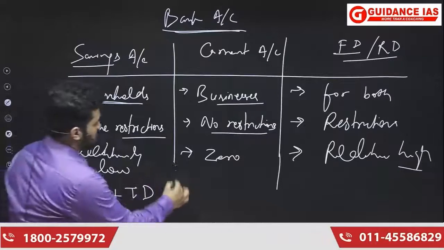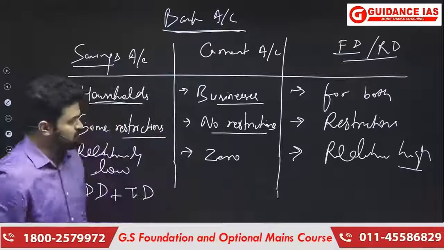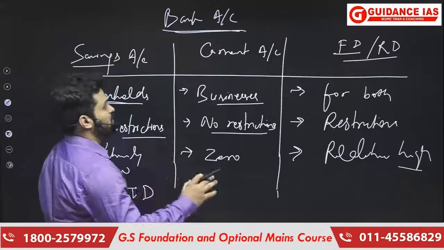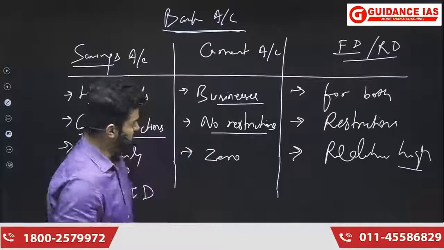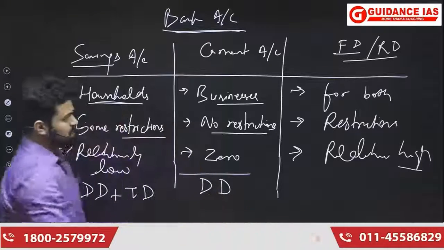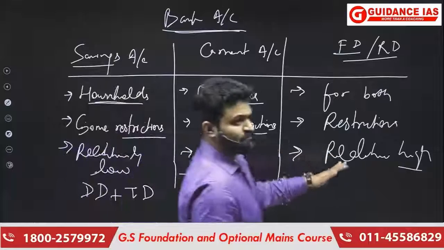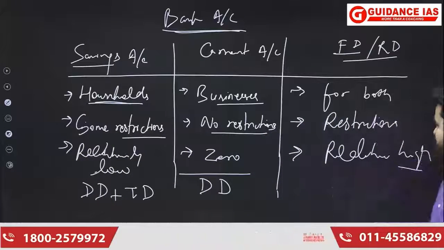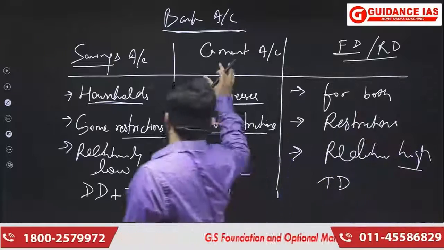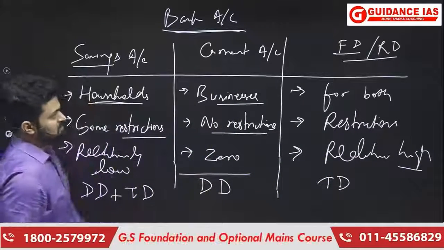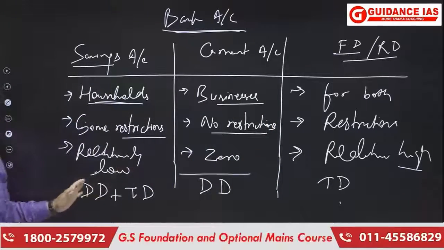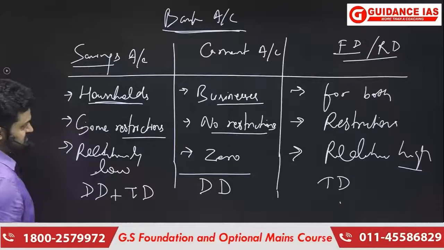What about the current account? No restrictions with regard to withdrawal, so it can be withdrawn anytime, whenever the demand for withdrawal is made, and that is why it is mainly demand deposit. FD and RD can be withdrawn only on maturity, so this is time deposit. So in current account there is demand deposit, in FD and RD there is time deposit, and in savings accounts there is demand deposit as well as time deposit.